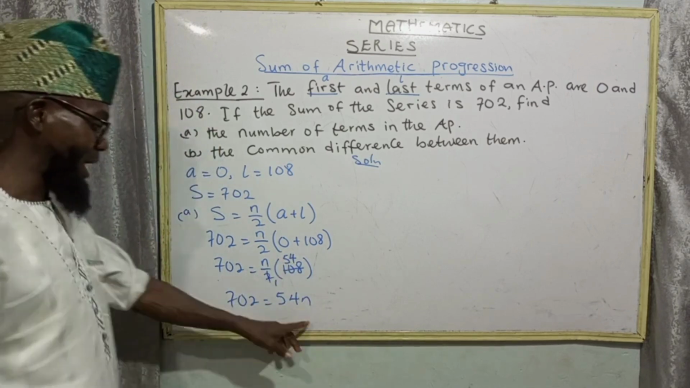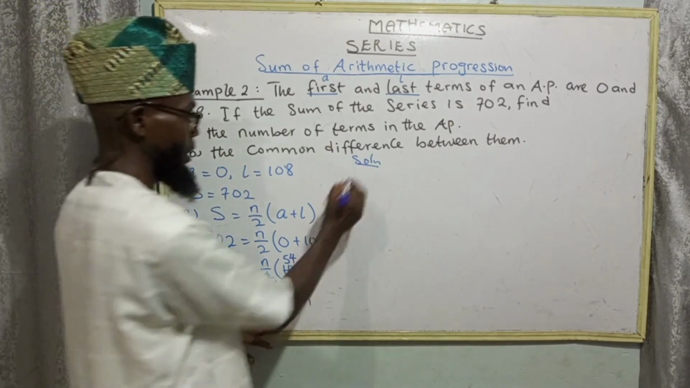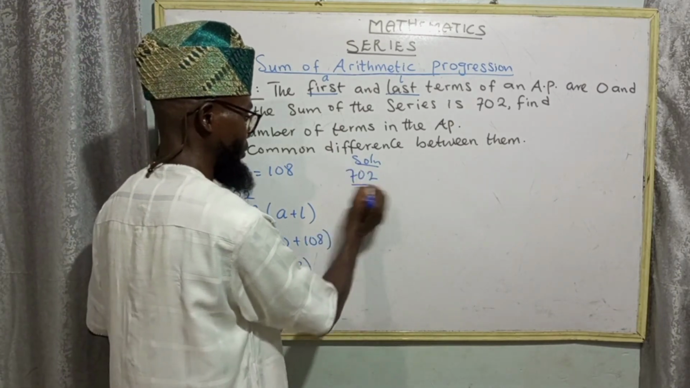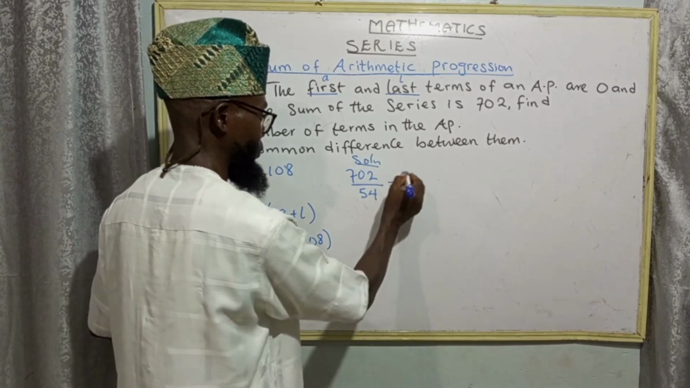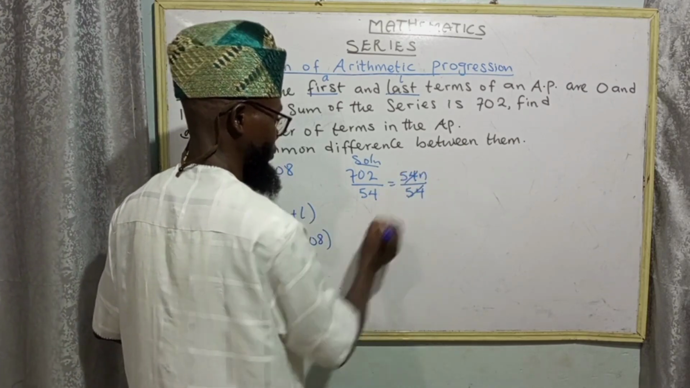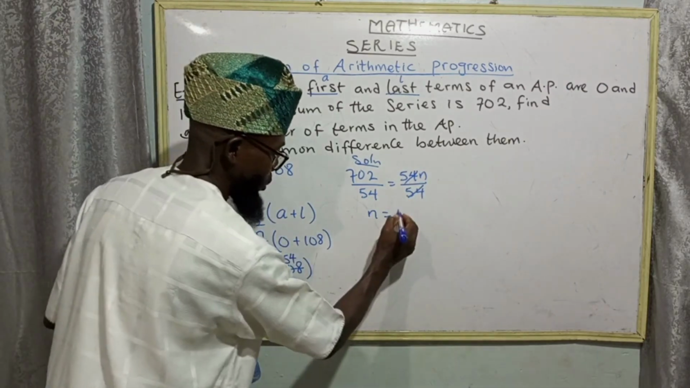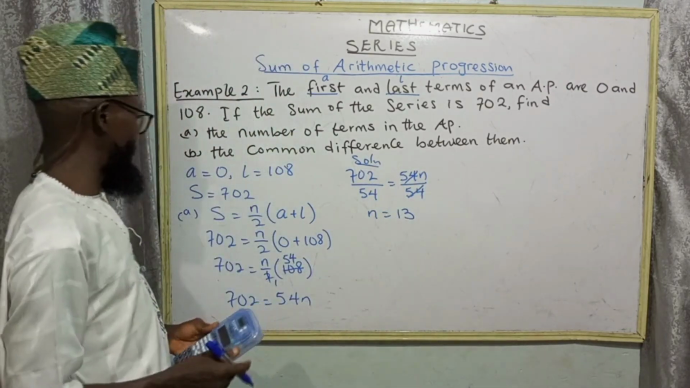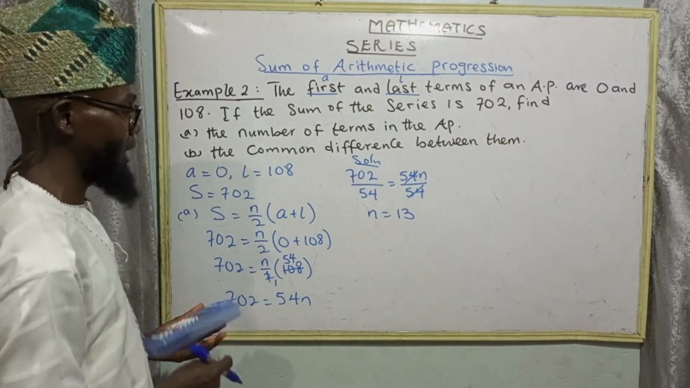I need my n, so I have to divide both sides by 54. 702 divided by 54 equals 54n divided by 54. 54 cancels 54, n equals 13. So question A, our number of terms equals 13.